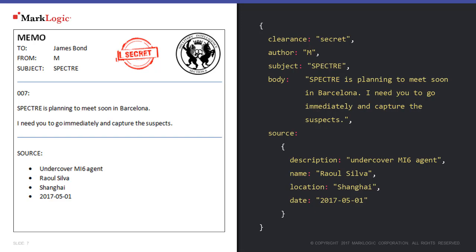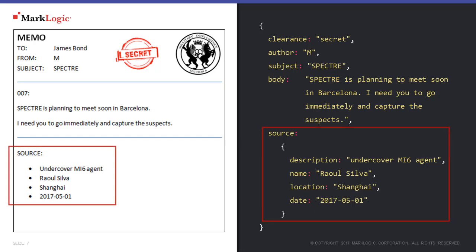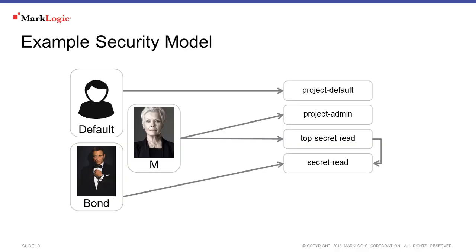In our example, based on the James Bond spy series, what if we wanted Bond to be able to know that there was a source, but not to be able to see the actual name and location of that source? In MarkLogic 9, we can define rules to ensure this information is redacted when Bond exports or accesses this document in the system. So let's implement redaction.